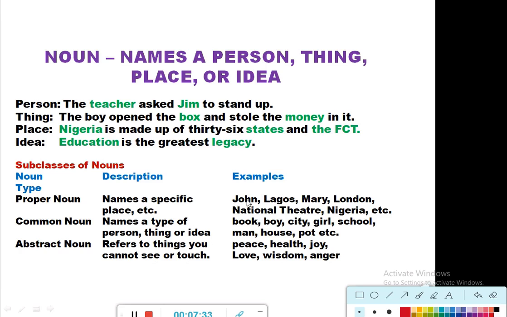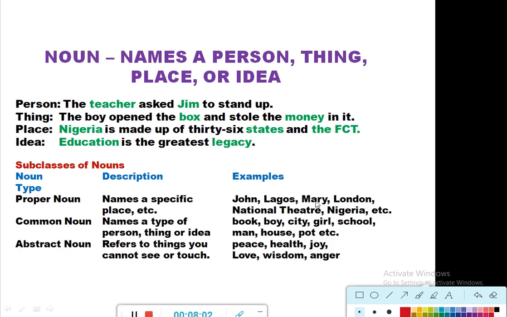For example, John is the name of a particular person. There are many. John is a boy or probably a man. There are different men out there, but John is a particular man we are talking about. Lagos is a state in Nigeria. There are other states, and state is a common name, but Lagos is the name of a particular state.